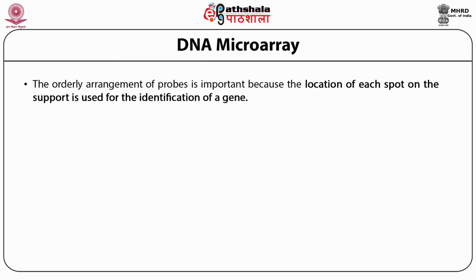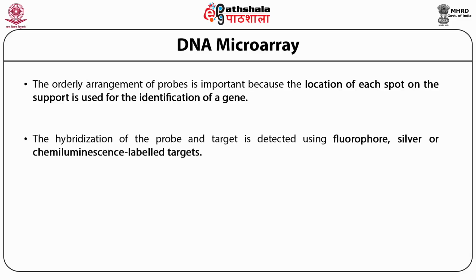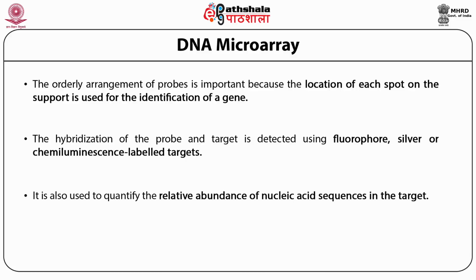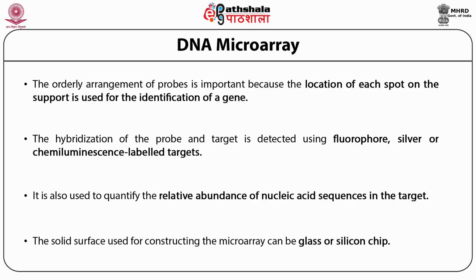The orderly arrangement of probes is important because the location of each spot on the support is used for the identification of a gene. The hybridization of the probe and target is detected using either a fluorophore, silver, or chemiluminescence labeled targets. It is also used to quantify the relative abundance of nucleic acid sequences in the target. The solid surface used for constructing the microarray can be glass or a silicon chip.